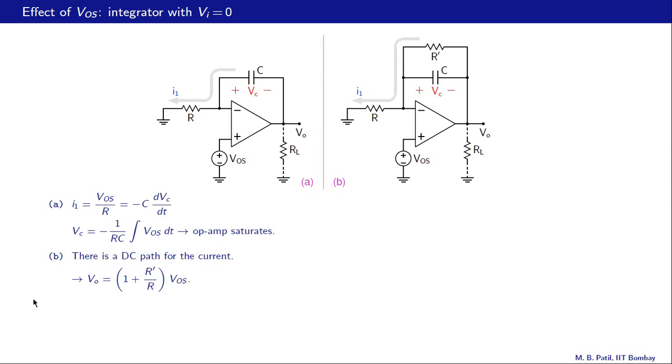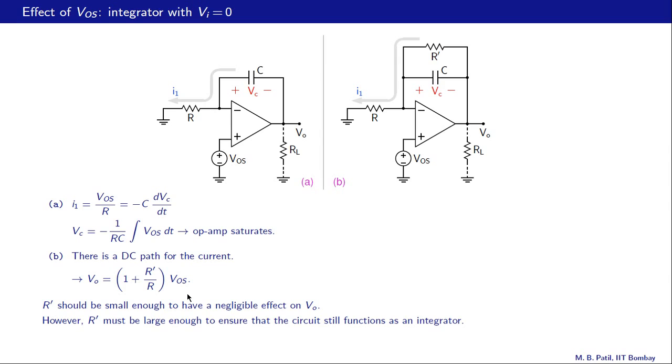Let us make a few comments on R prime now. R prime should be small enough to have negligible effect on VO. For example, if we make R prime equal to R and VOS is 1 millivolt, then this entire VO would be 2 millivolts, which may be small enough, and we would probably be willing to accept it. That is one consideration.